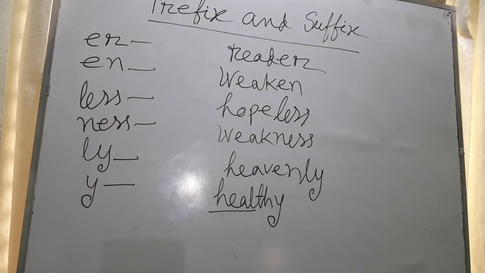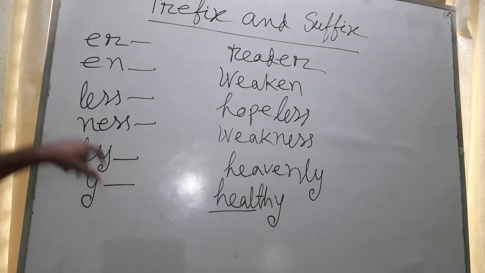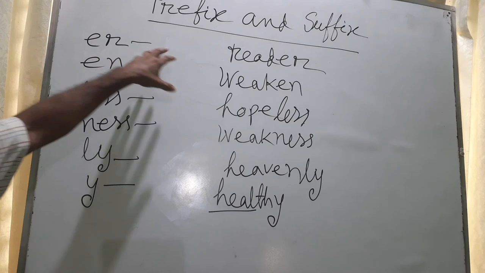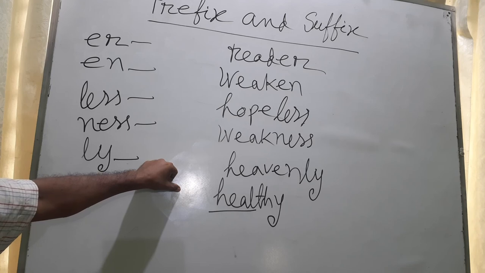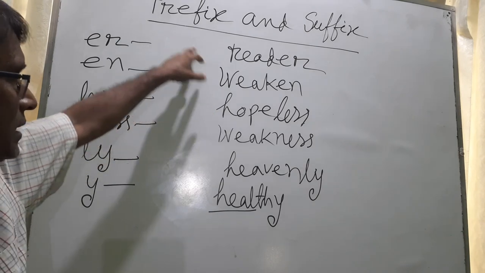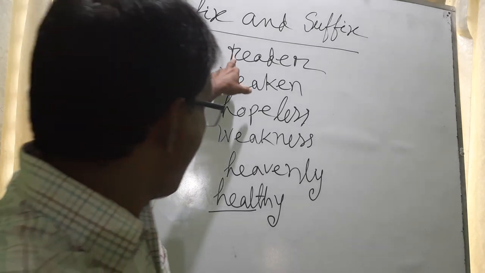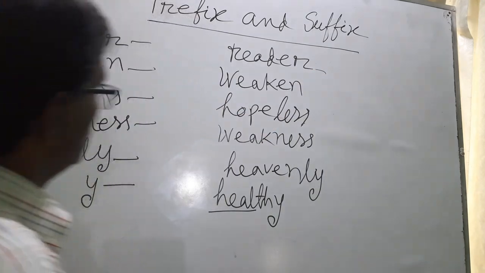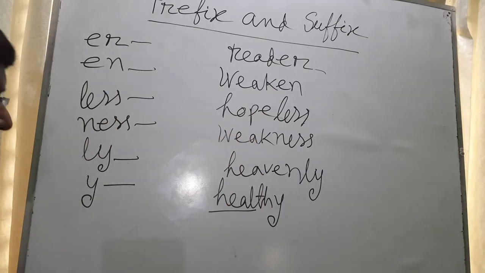Okay, in today's class we have known what the position of prefix and suffix is. The position of a prefix is before the base word, and after the base word is the suffix. The position of a suffix is at the end of the base word or keywords.